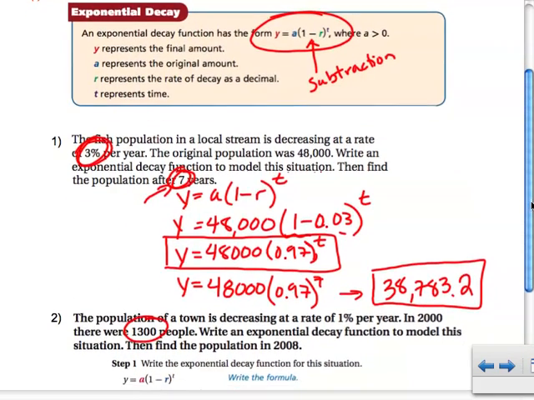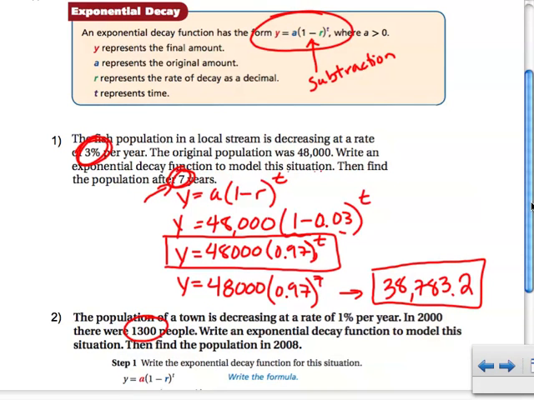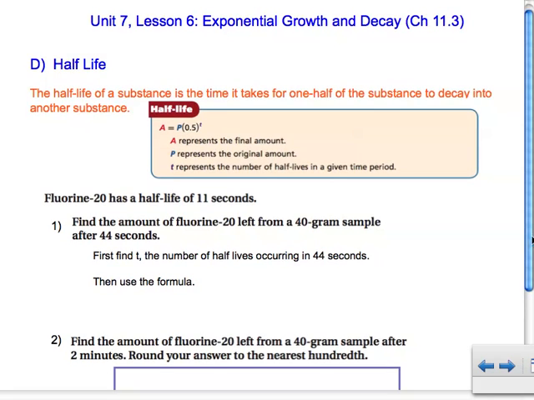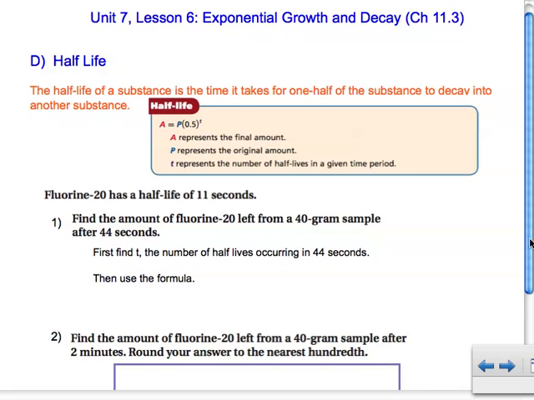exponential decay, kind of the opposite of exponential growth. In both cases, something is changing exponentially. In this case, we are losing people or losing fish, depending on your situation. Okay, we're going to do one more example, just like how we did compound interest as an example of exponential growth. We're going to talk about half-life.